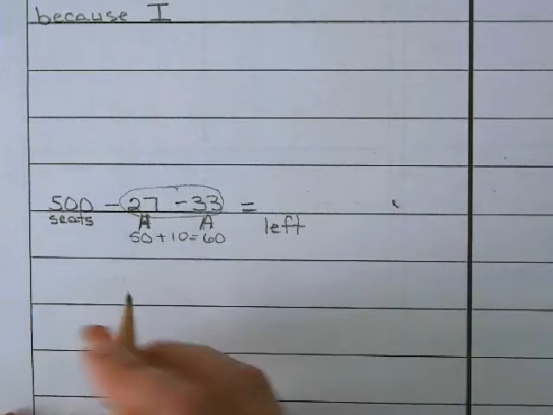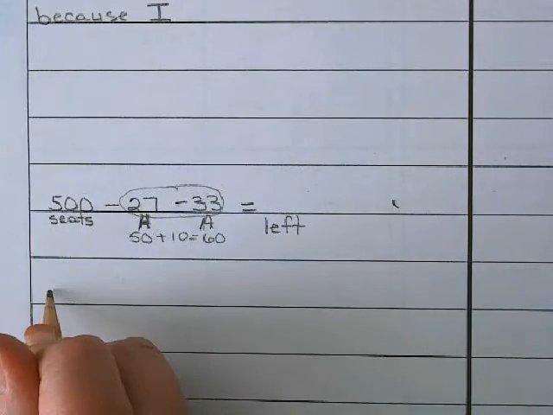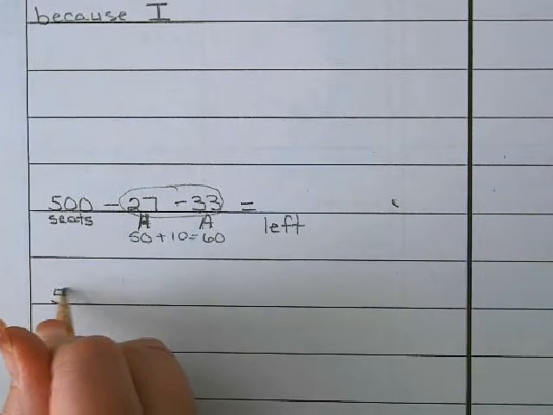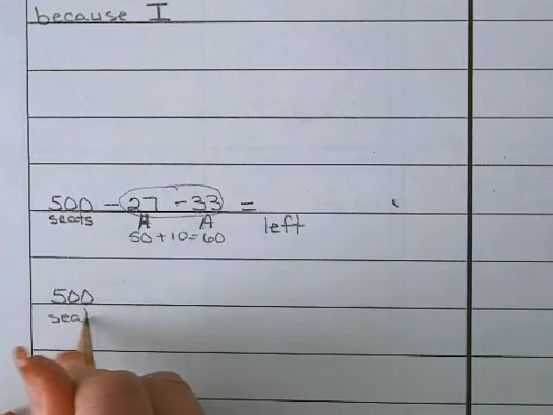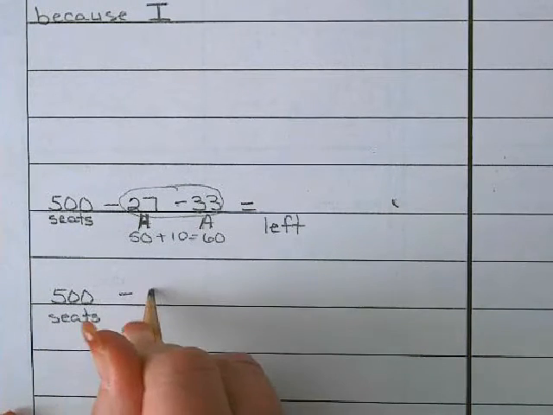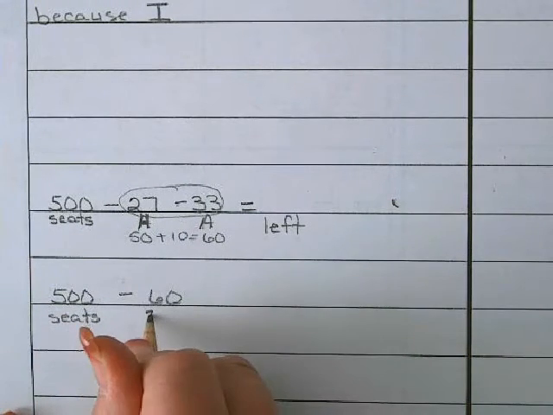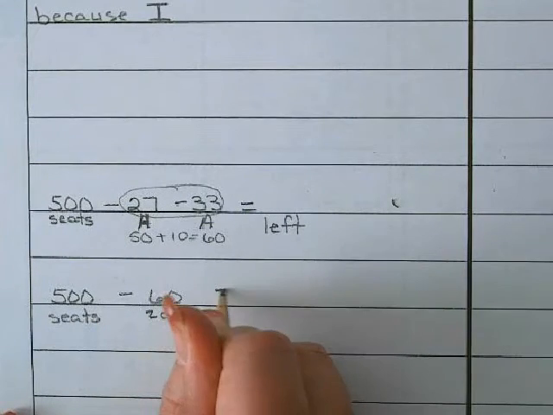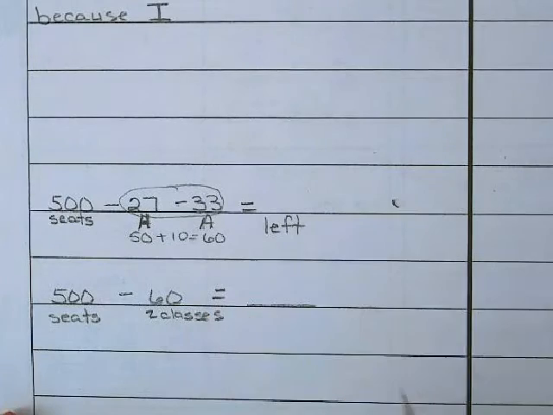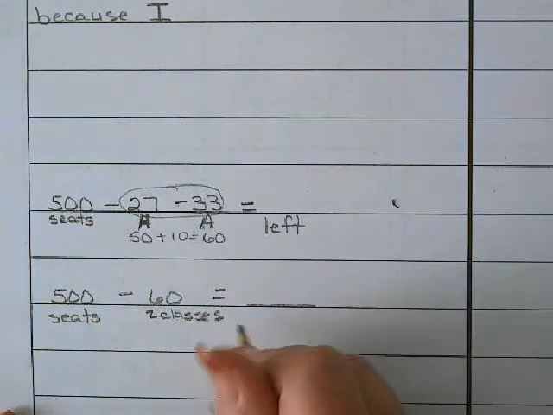So when I take my 60 students, these two classes together, from the total seats, then I'm going to be able to find what's left of the seats.